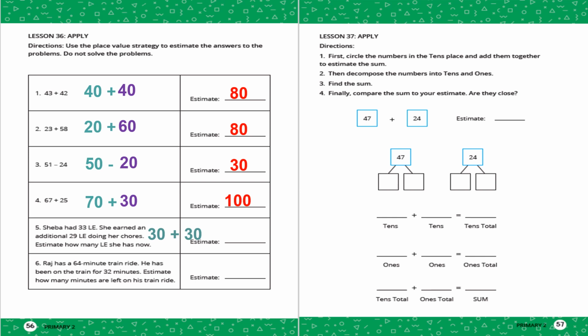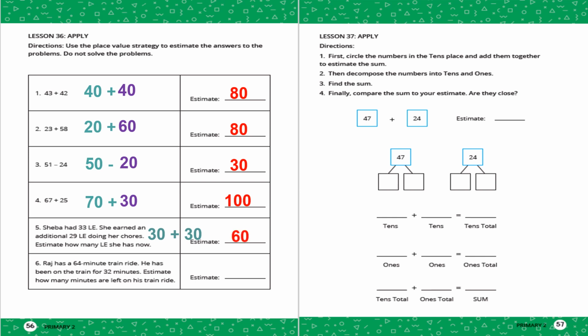29 is between 20 and 30. The ones is 9, 9 more than 5. So we will go to the next door. So 29 will be 30. 30 plus 30 equals 60.